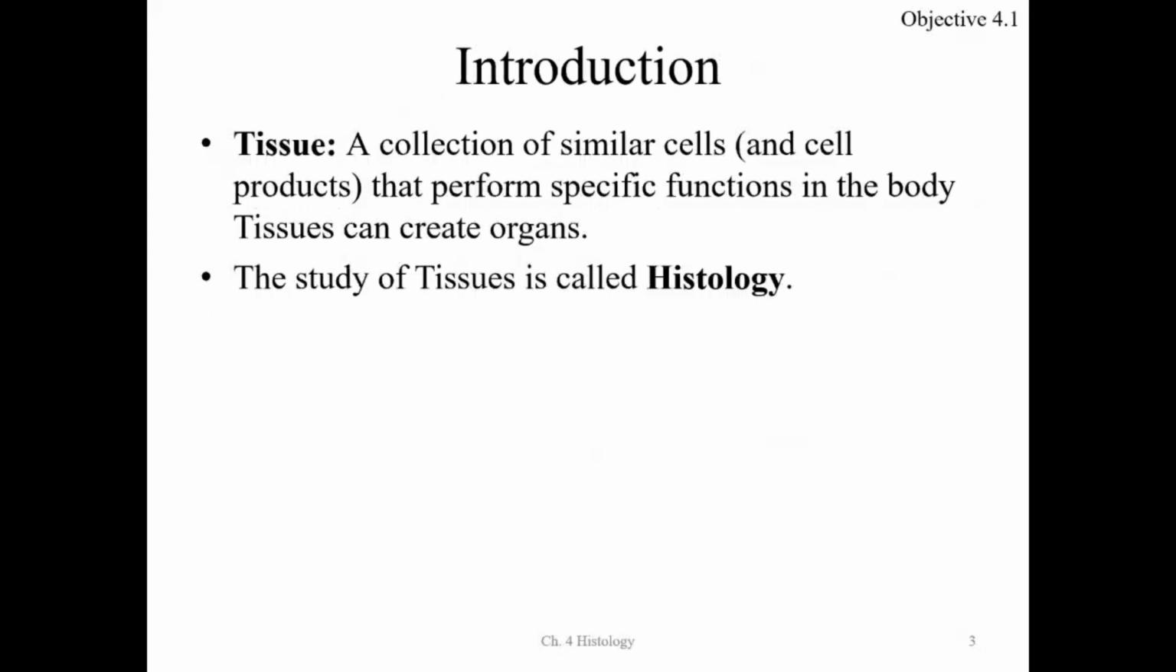What is a tissue? If you remember the hierarchy of life from lecture, subatomic particles come together to make atoms, atoms come together to make molecules, chemicals come together to make organelles, organelles come together to make cells, and cells come together to make tissues. So a tissue is a collection of cells, and we can even say cell products, that come together, do a very specific function, and can create organs. When they come together to make the organs in the body, like the stomach, it is made up of multiple types of tissues. And the study of tissues is called histology.